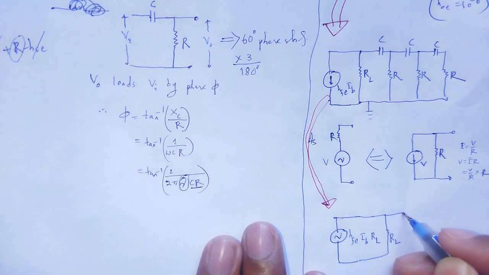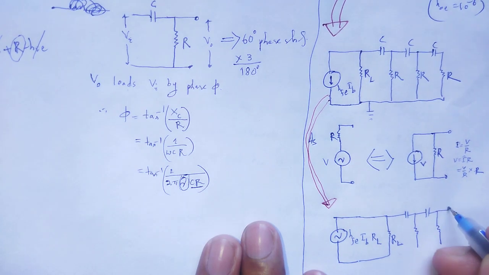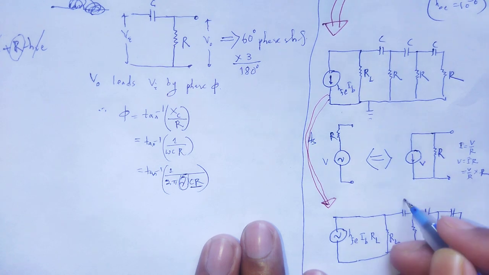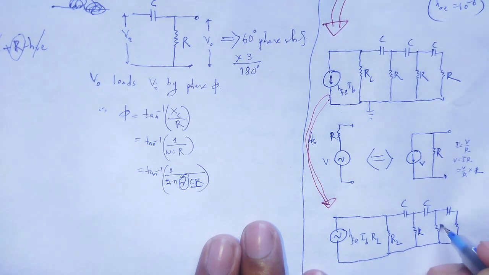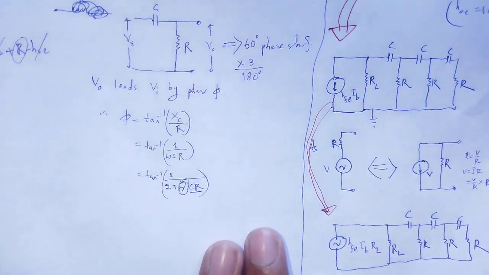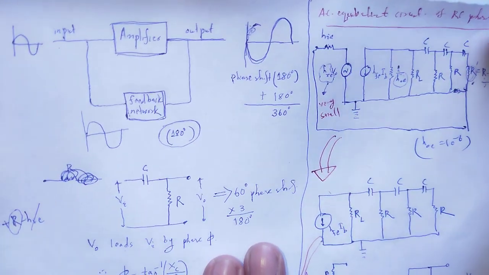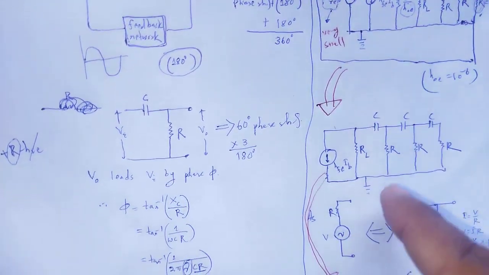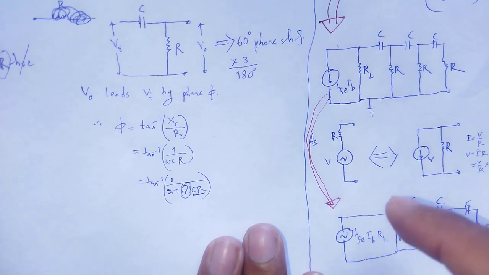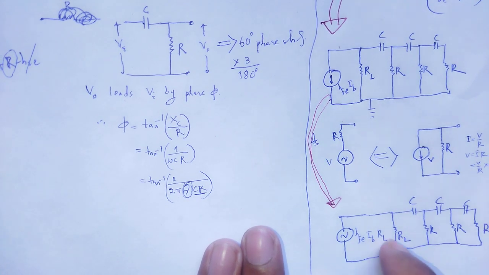RL, next C R, C R, C R. C R, C R, C R. Now, the equivalent circuit of the RC phase shift oscillator is that one. Now, we analyze that equivalent circuit.